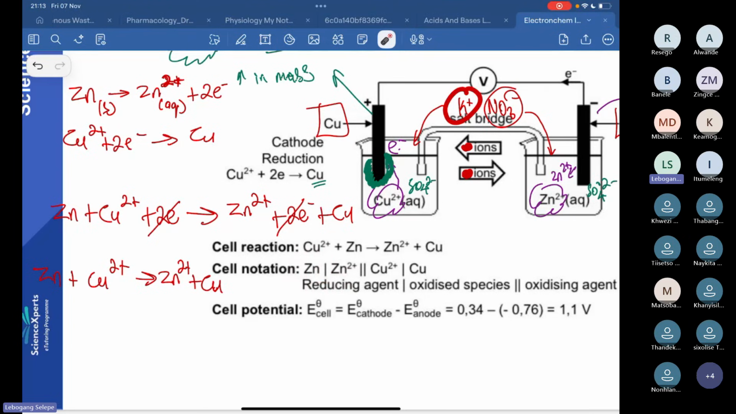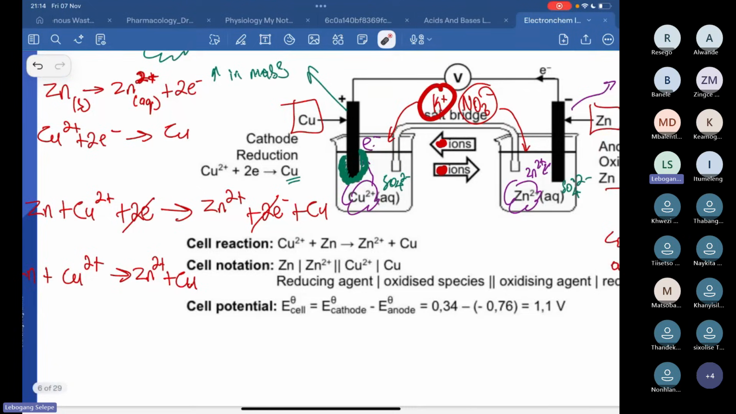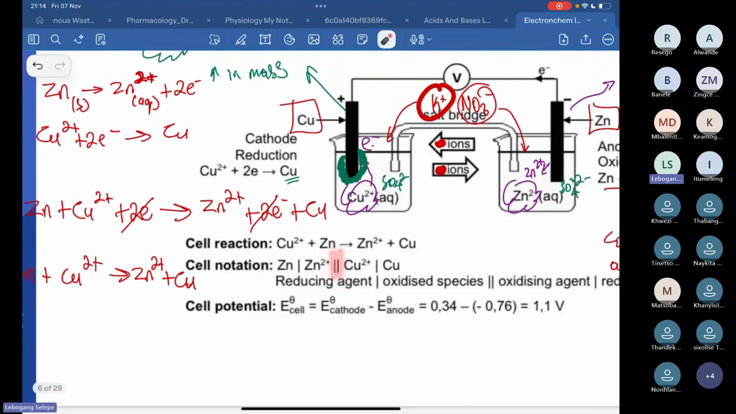A double line separates the half cells, right? It means that this is one half cell and this is the other half cell. So these two lines separate the half cells. Or we can say that these two lines are the salt bridge, because the salt bridge also separates the half cells. So we can say that this is the salt bridge, or a separation for the half cells.